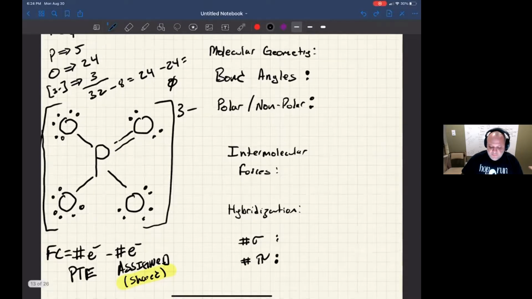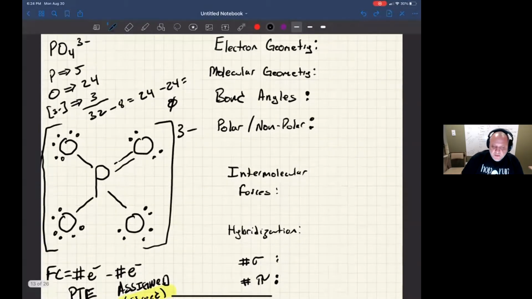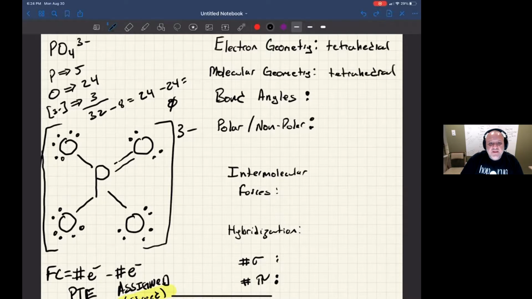Okay, let's figure out what's up with all these geometries then. Well, I've got 4 geometry groups. Remember that a double bond only counts as 1 geometry group. So it's still tetrahedral electron geometry. No lone pairs still means it's tetrahedral molecular geometry. If I look back at the electron geometry to get the bond angle, I come up with 109.5 degrees because it's tetrahedral. Now, just like before, in other situations, when you have an ion, we really don't say polar or nonpolar. It's not applicable. And any sort of intermolecular forces would be considered ion forces.